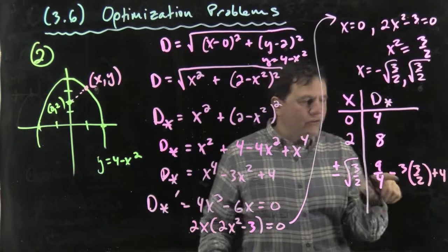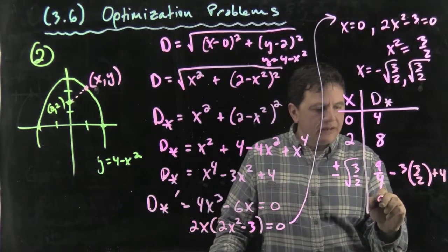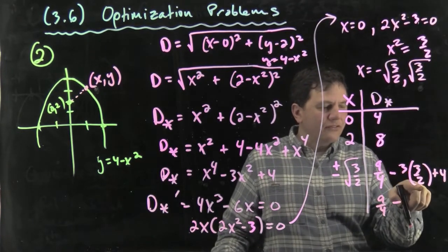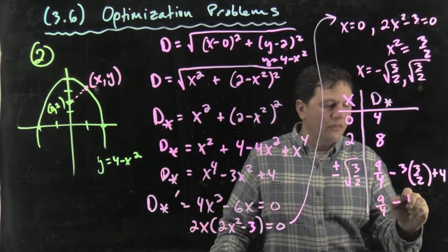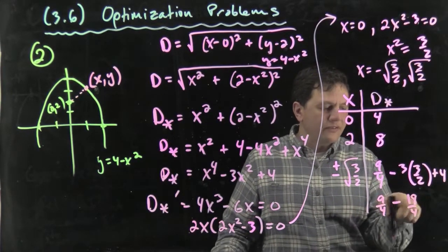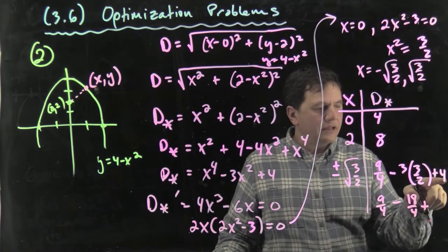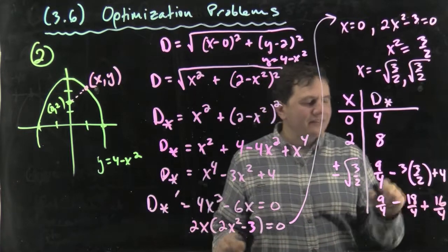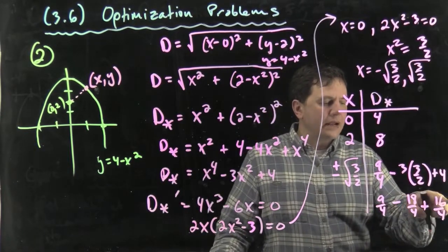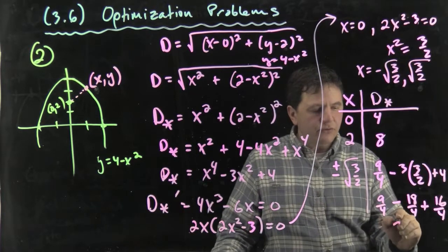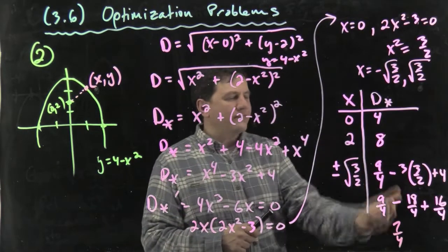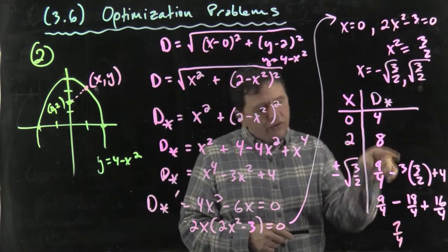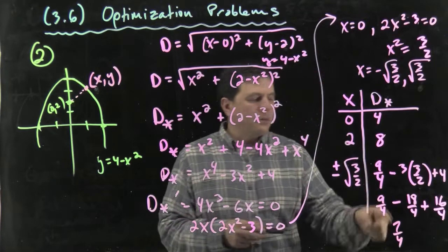Okay, so we do want to do a little simplifying here. We'll call this 9/4. This will be minus 9/2, but let's get a common denominator of 4, so let's call that 18/4, right? 18/4 is the same as 9/2. And then finally 4, we're going to call that 16/4. So what I get is 9 minus 18, that's negative 9. Negative 9 plus 16 is positive 7, so 7/4. Now these are all our possible candidates. 0 is 4, 2 is 8. So those are not the minimum. 7/4 is less than all of those.